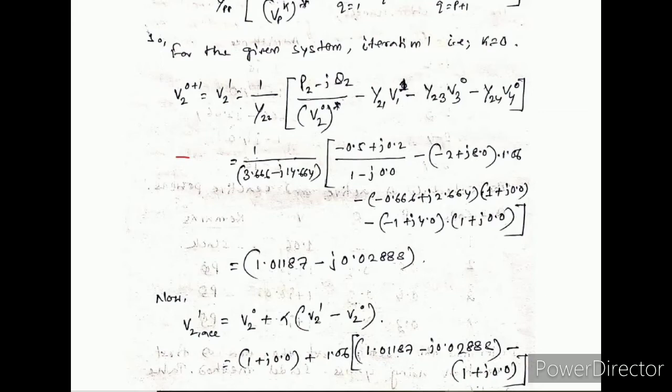Next thing is we need to put all the values as per given here. That means 1 by y22. So y22 value as per the y bus matrix is 3.666 minus j 14.664. So multiply with minus of 0.5, the P2 value, minus of 0.5 plus j 0.2. Now you can see here it is P2 minus jQ2, but I have written here minus P2 plus j 0.2.